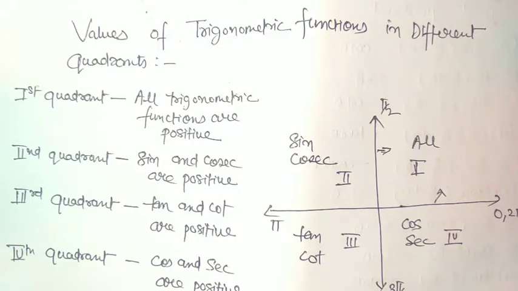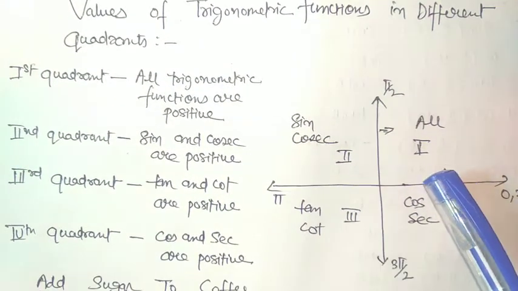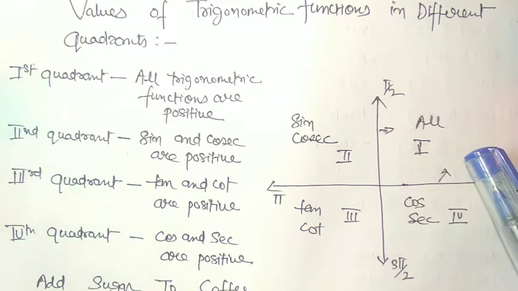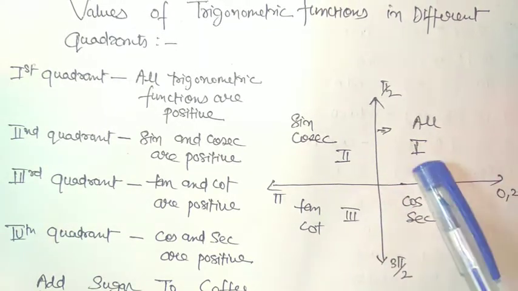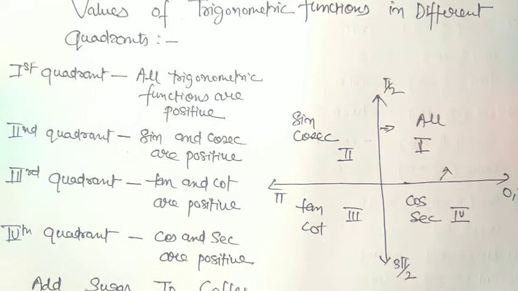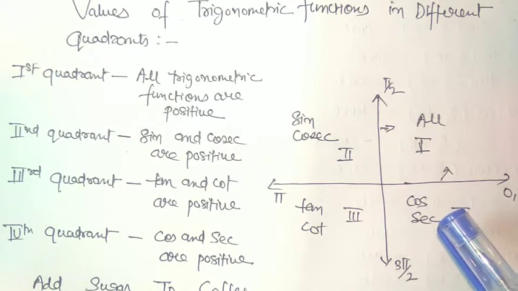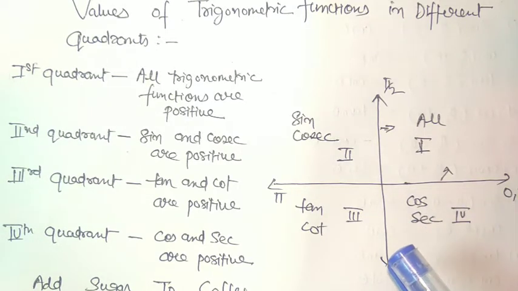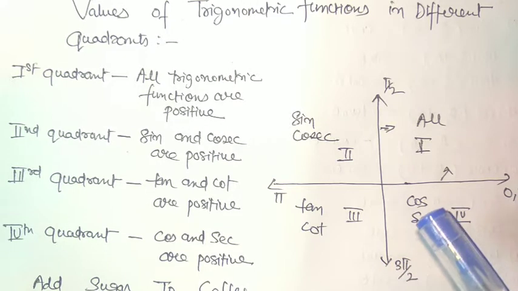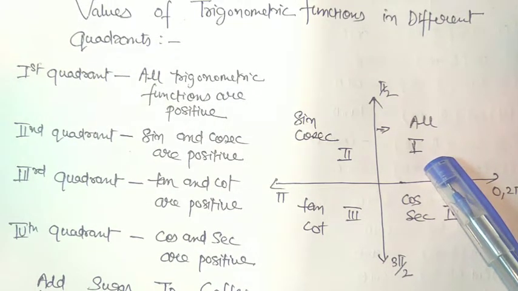Hello students. Now we are going to understand the value of different trigonometric functions in different quadrants. Means we have to find the values of every trigonometric function in these four quadrants. As I have already mentioned in previous class that if the angle is anti-clockwise, we have to take positive angle, and if it is clockwise, then we have to take negative angle. So in first quadrant, all trigonometric functions are positive.